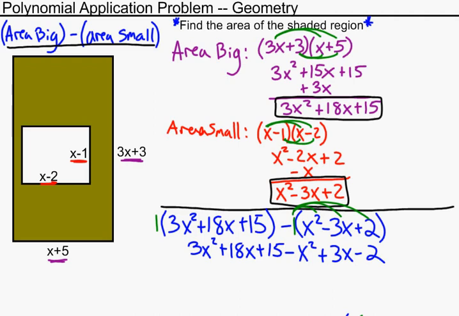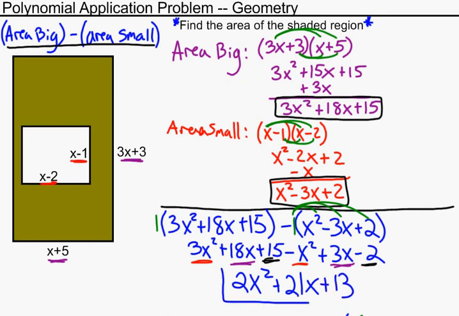Now we're just down to a game of combining like terms. The x squareds with the x squareds, the x's with the x's, and lastly, the constants with the constants. So I can go right to my final answer. I end up with 2x squared plus 21x plus 13. That's the area of the shaded region.